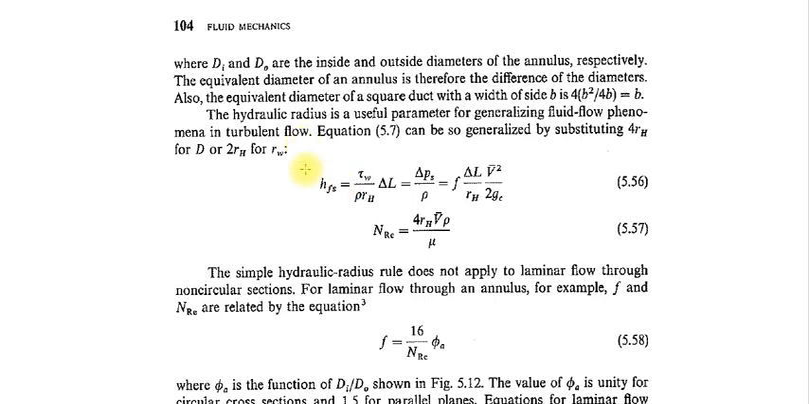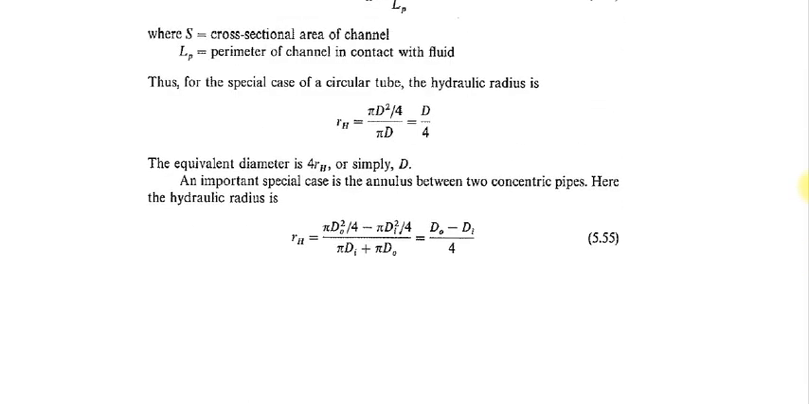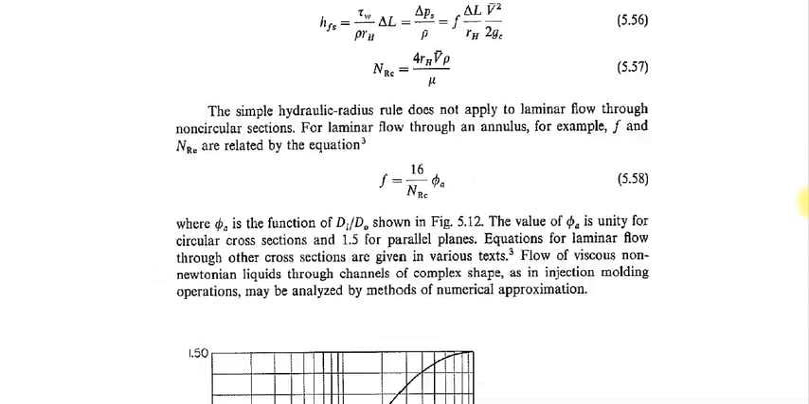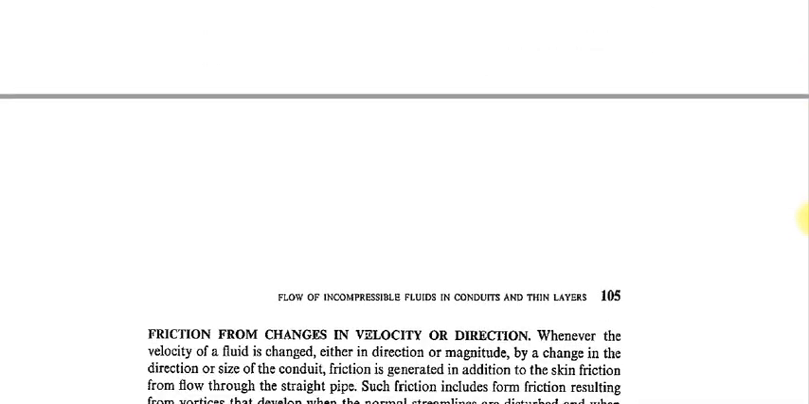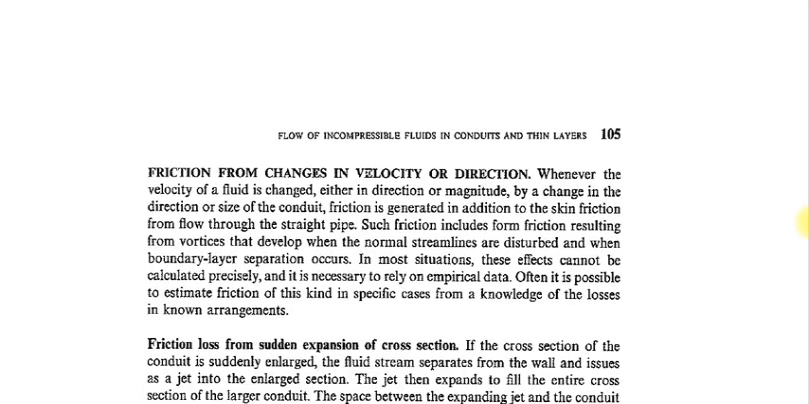Then you will calculate the friction loss. I will again discuss it in detail whenever we calculate the total friction loss. Now there are friction losses when the direction of flow is changing, or the velocity of the flow is changing inside the tube.